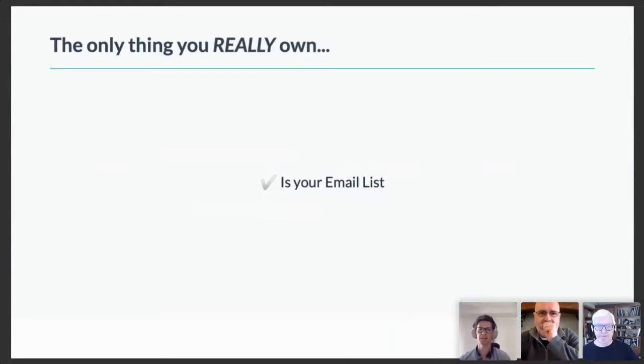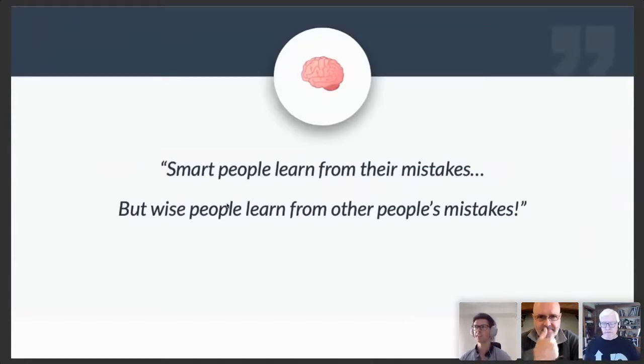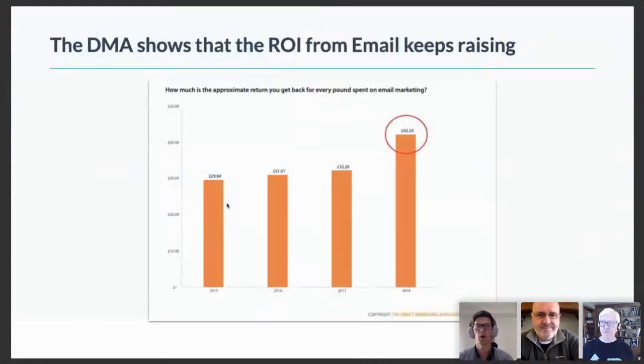So don't make the same mistake, because the only thing you really own in your business is your email list. That's the thing that nobody can take away from you. Okay, that's your email list. So look, this is one of my favorite quotes from Warren Buffett. I included it in this PowerPoint. Smart people learn from their mistakes, but wise people learn from other people's mistakes. So I invite you today to learn from Wilco's experience of losing his traffic overnight with Google, and that was because he relied on a third-party platform to grow his business.